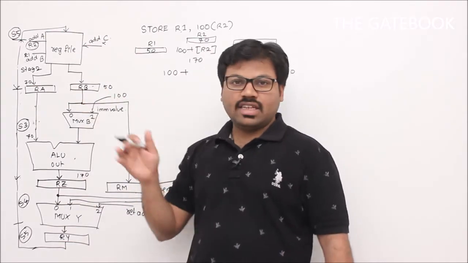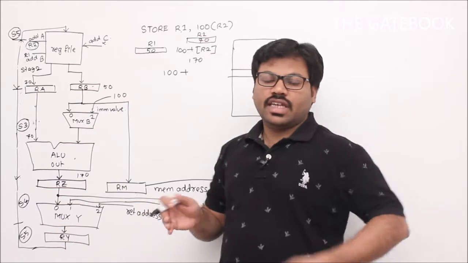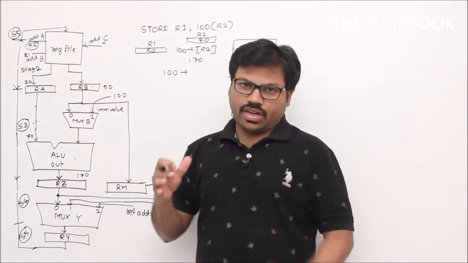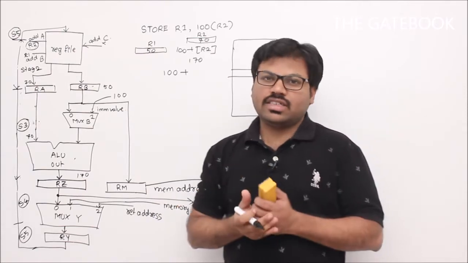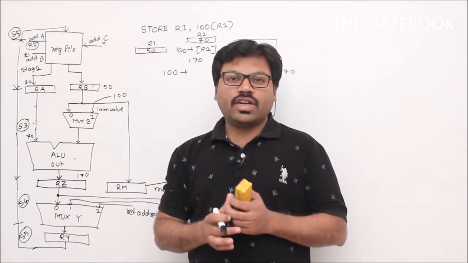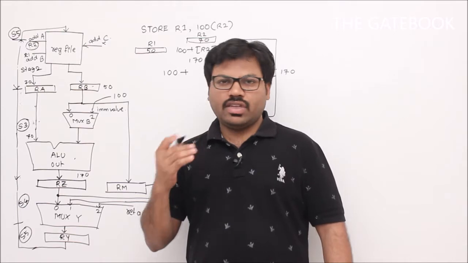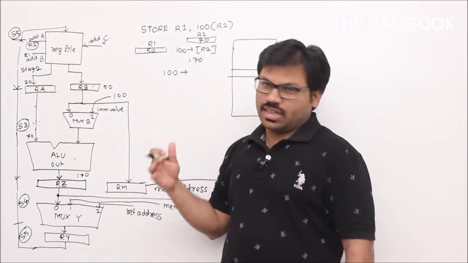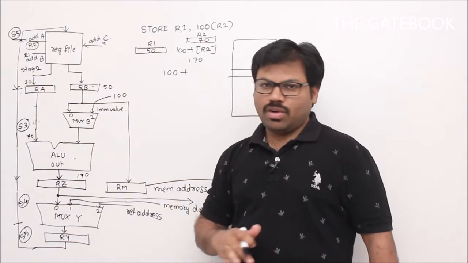Here stage number 1 is not visible because stage number 1 is separate. In stage number 1, we need different circuitry, remember it. Fetching the instruction and updating the program counter is the work of stage number 1. We will see that later. At this moment, we are just seeing the execution part, stage number 2 to stage number 5.